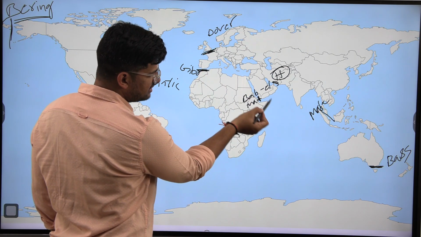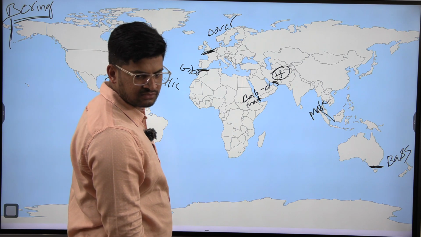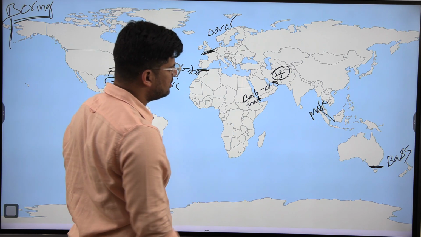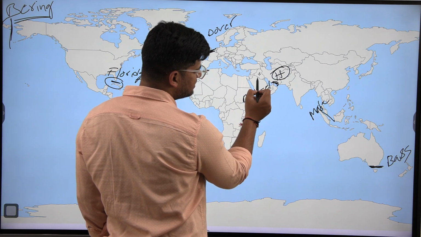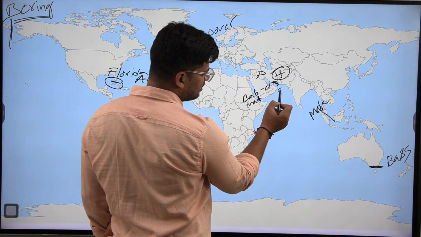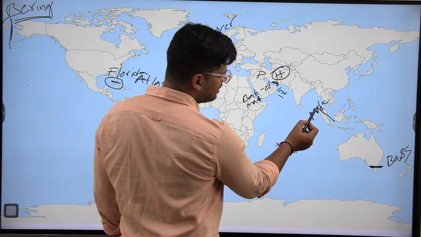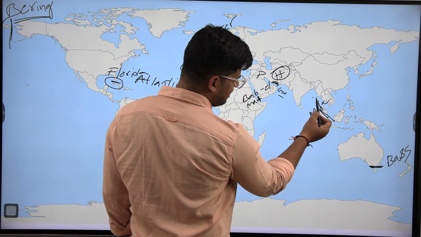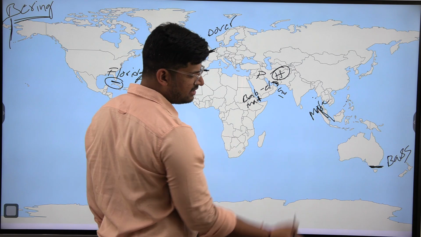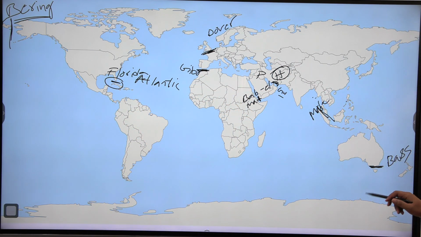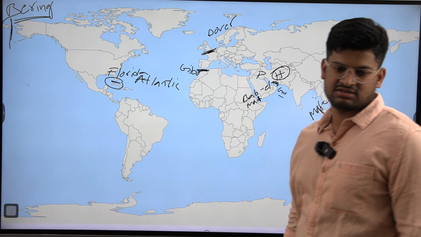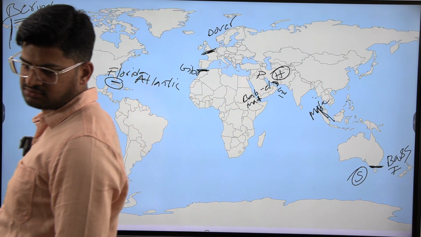Bab el Mandab, Red Sea and Gulf of Aden. And here, the Strait of Hormuz connecting the Persian Gulf and the Gulf of Oman. Malacca Strait connecting the Andaman Sea with the South China Sea, that is between India and Pacific. Then you have the Bass Strait, between Australia and Tasmania, connecting the Tasman Sea and the South Sea. So these are important straits of the world.